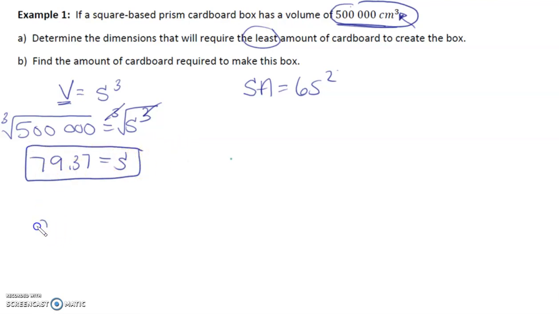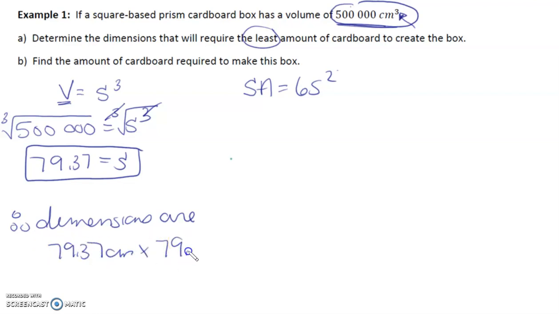Okay, so the dimensions are, therefore, 79.37 centimeters by 79.37 centimeters by 79.37 centimeters. It is 3 dimensions, so we need a length, a width, and a height, or in this case, a side, and a side.